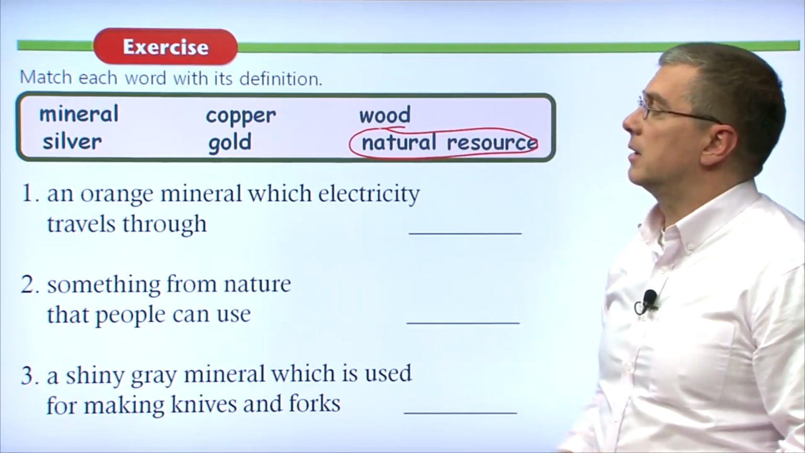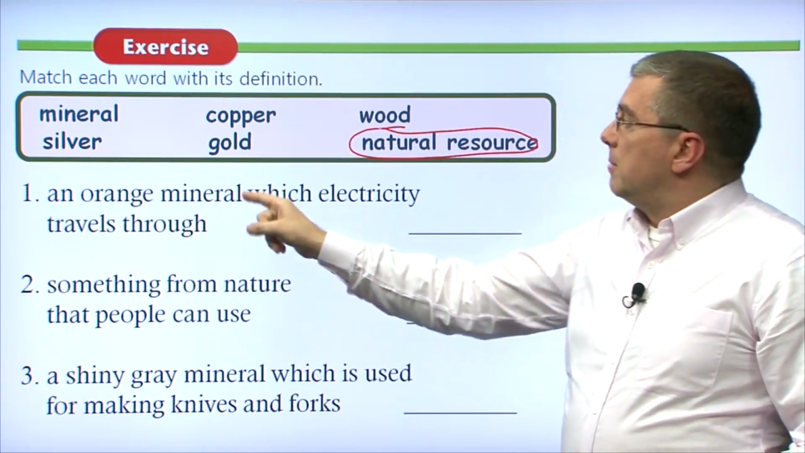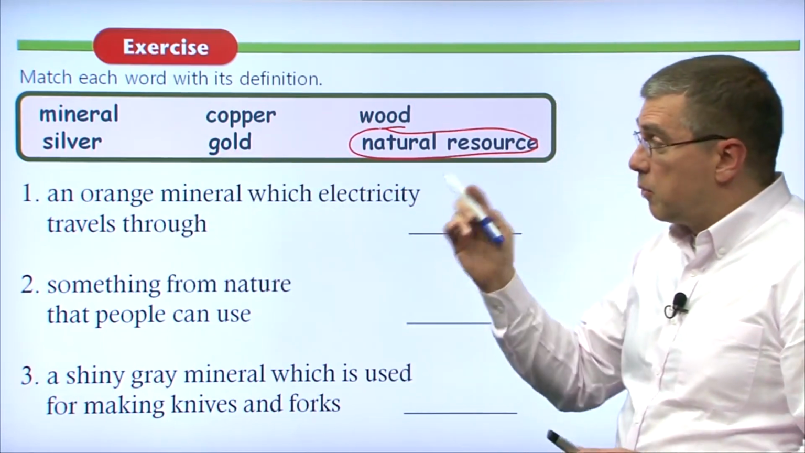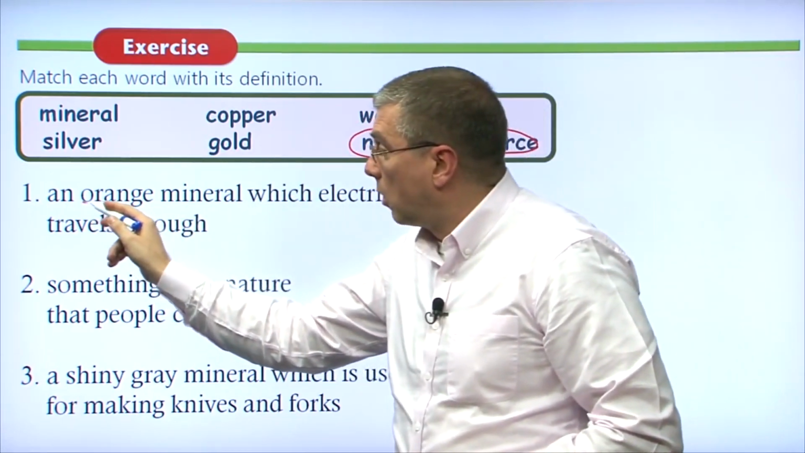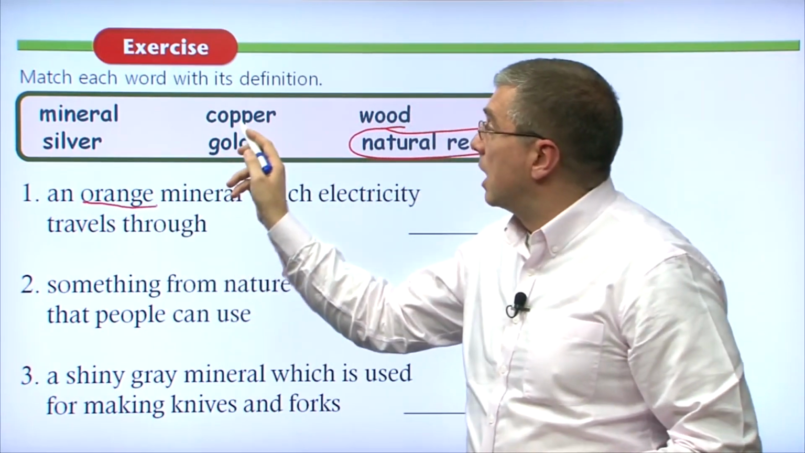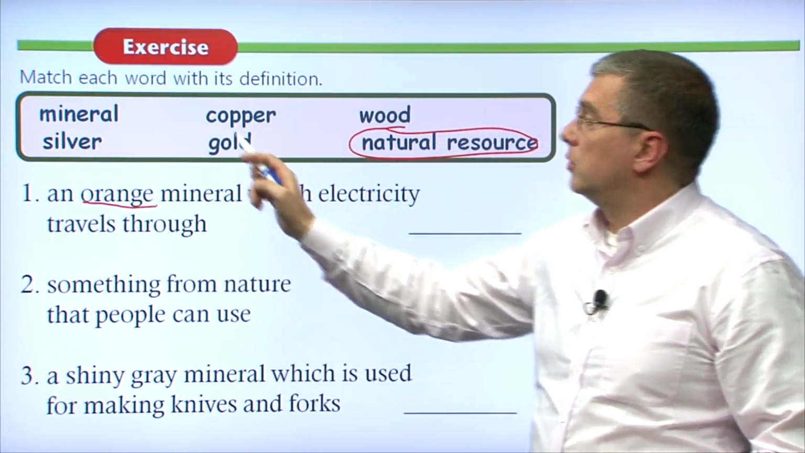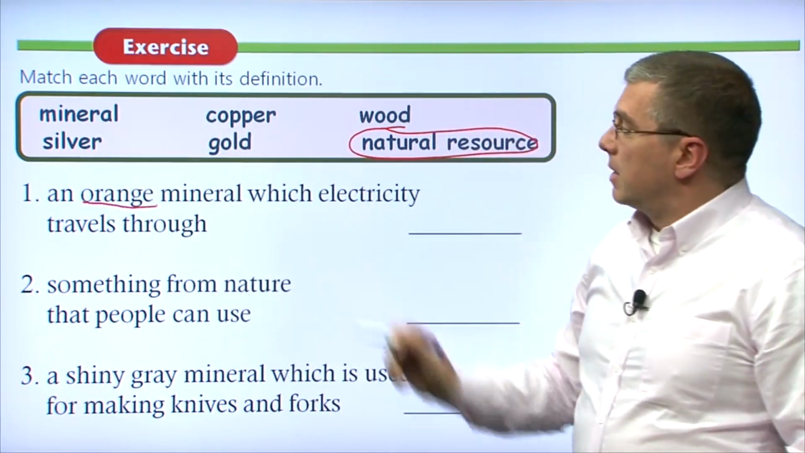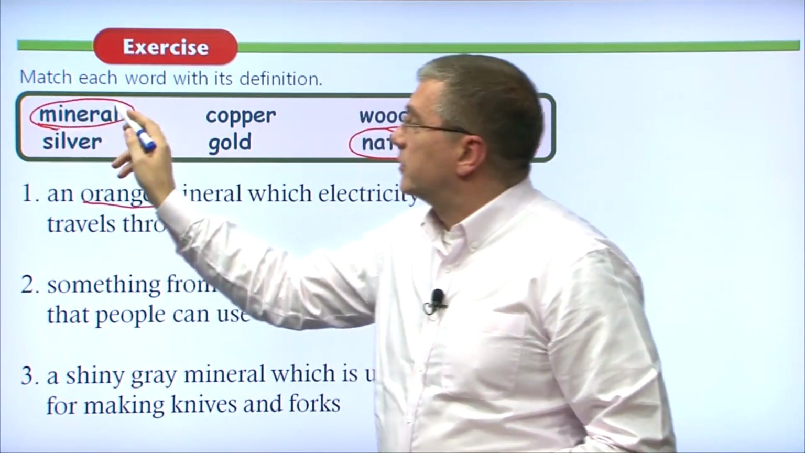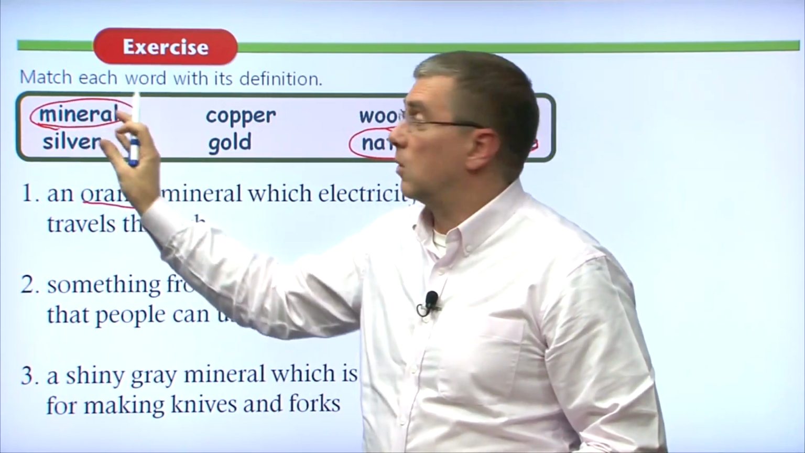Okay, let's go over the sentences here. The definition is, an orange mineral which electricity travels through. Now the important point here is orange, because as I said before, electricity travels through copper, gold, and silver, right? By the way, mineral over here is also an umbrella word because copper, gold, and silver fit inside that word, right?